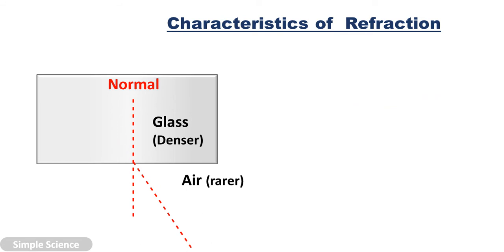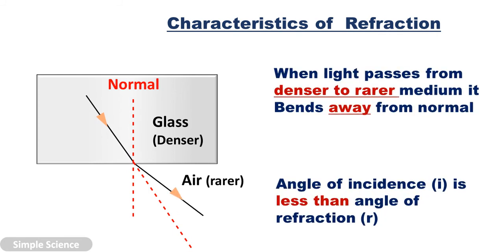The second characteristic: when light travels from a denser medium to a rarer medium, you know that it bends away from the normal. And the angle of incidence i is less than the angle of refraction r, where this is the refracted ray. So when light travels from denser to rarer medium, the angle of refraction is more and the angle of incidence is less.